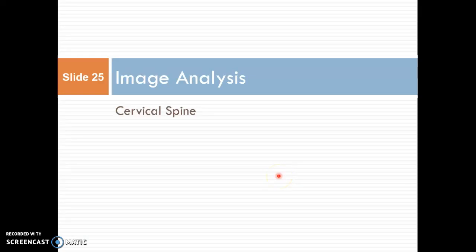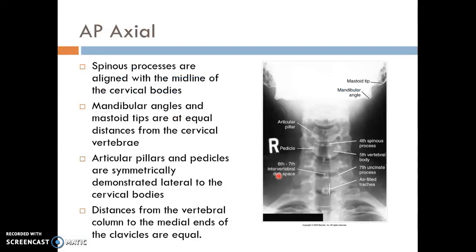Image analysis of the cervical spine. For the AP axial cervical spine, you're going to want to see the spinous processes aligned to the midline of the vertebral bodies. The mandibular angles and the mastoid tips are equal distance from the cervical vertebrae.